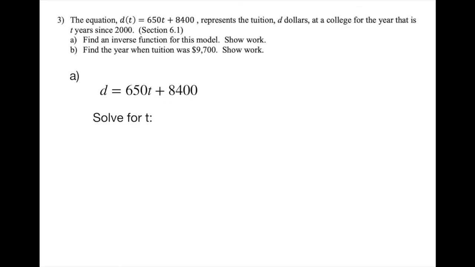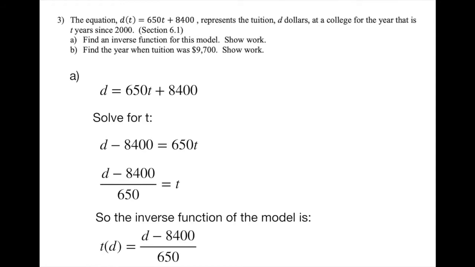Then you want to solve for T. So you subtract 8400 on both sides, then divide by 650. Now T is a function of D. That's your inverse function. So T of D, which indicates T is a function of D, equals, you copy this here, D minus 8400 over 650. So that's for the inverse function calculation.